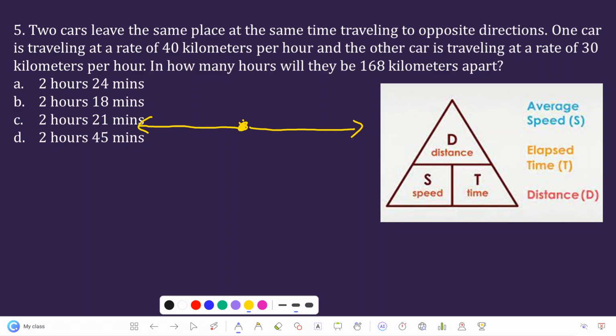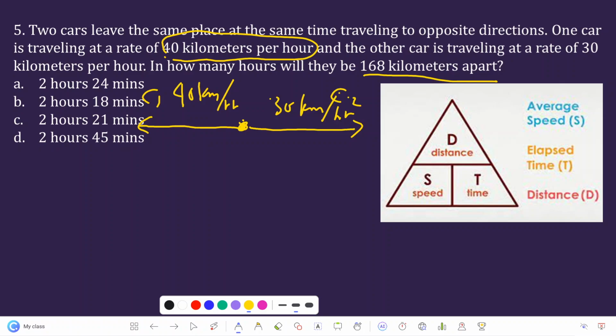Okay. Say for example, this is car 1 and this is car 2. Ngayon, ang given dito is 40 kilometers per hour is the speed of car 1. So this is 40 km per hour. And this is also 30 km per hour. Ano ba ang total distance nila? This is 168 kilometers. At kanina, sabi natin, if you are given this will be distance 1, traveled by car 1, plus distance covered by car 2 is equal to total distance.